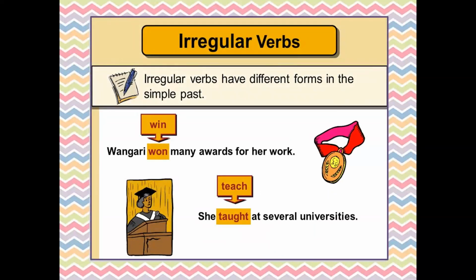Now, let's see irregular verbs. Irregular verbs have different forms in the simple past. Example, Wangari, win will change to won. Won many awards for her work. She teach will become taught, right? At several universities and students.